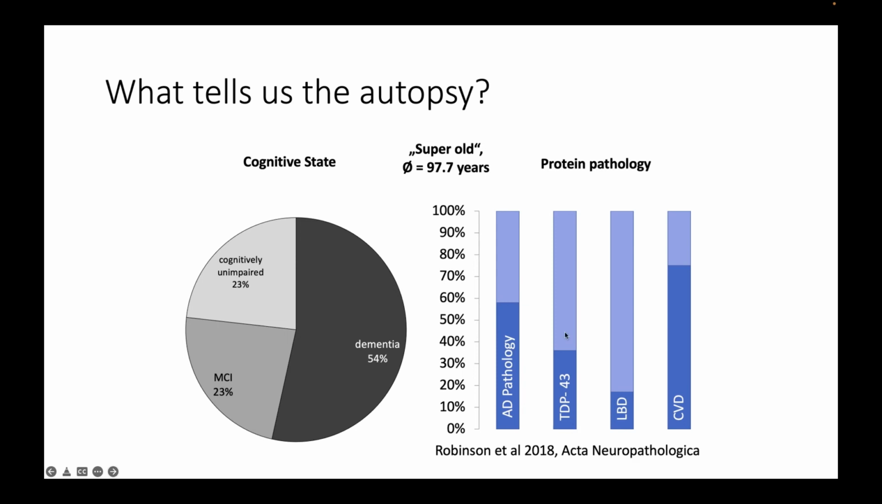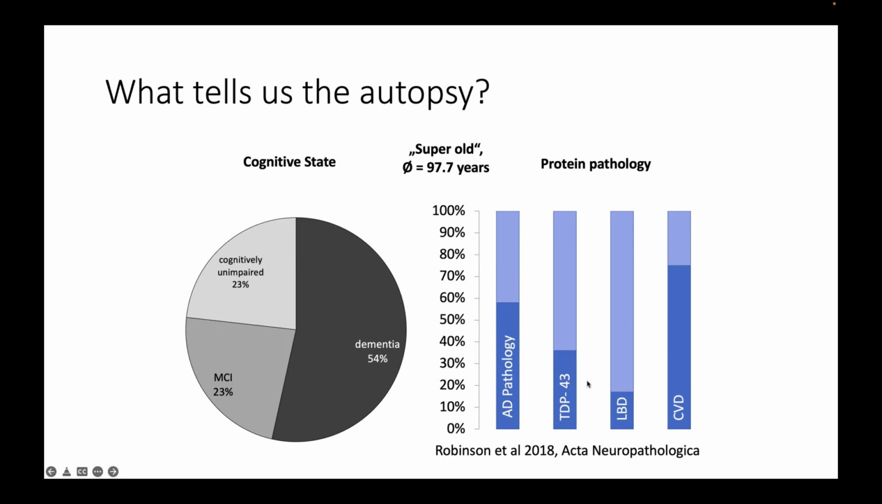But we also see, for example, a third with TDP-43 pathology, which is a main protein for frontotemporal dementia and amyotrophic lateral sclerosis, which is not captured at all by the clinical diagnoses. We also have 15% Lewy bodies, which is also nowadays a known phenomenon in Alzheimer's disease, and no one really knows what their role is. And we also see, of course, 75% cerebrovascular disease, so blood vessel impairment, which of course also contributes to the cognitive performance of these patients.